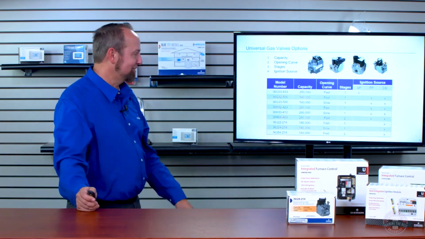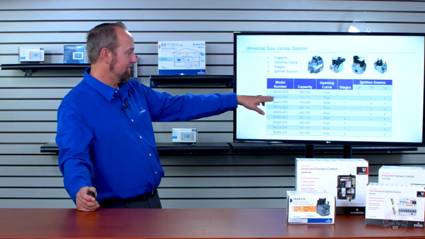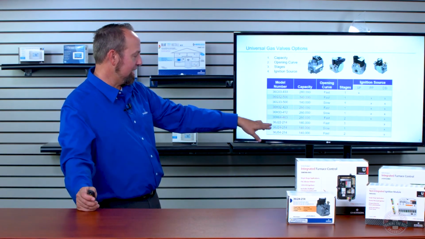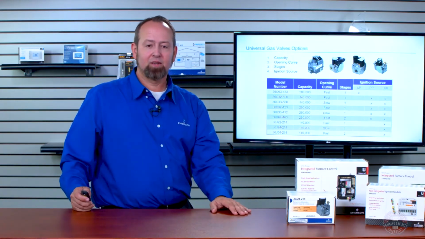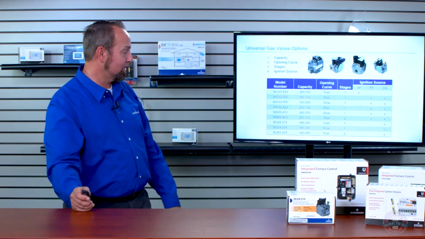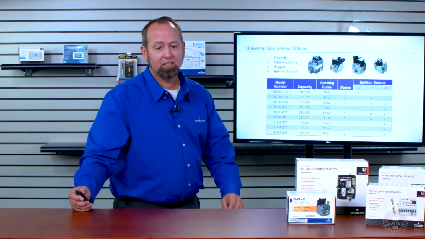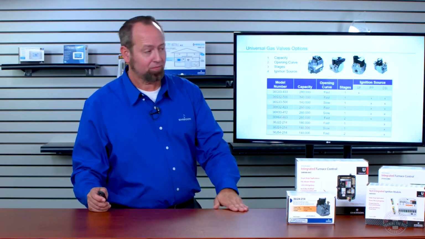Universal gas valves, and the difference that you'll find in our model numbers, 36C, 36G, H, and J. This third digit or letter within the model number tells a good bit of the story of the differences.